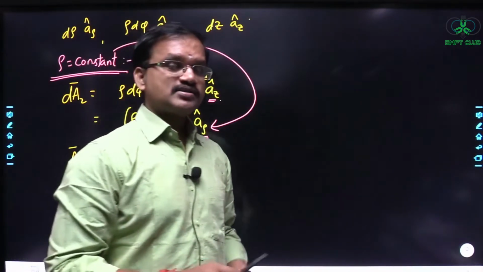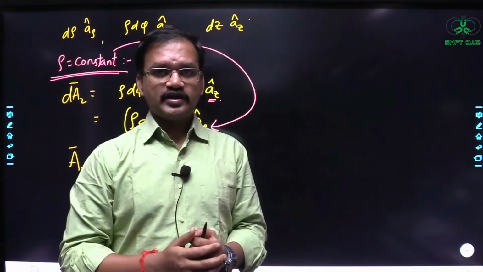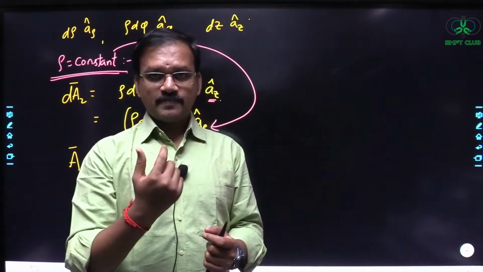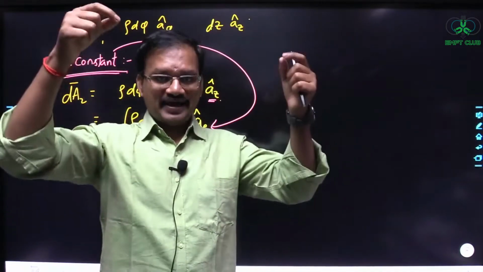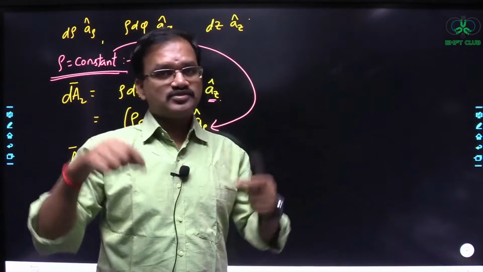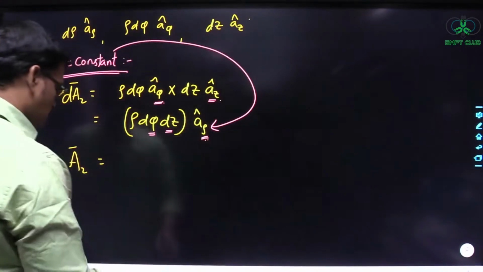So what is the curved surface area of the cylinder here? We have already seen. The curved surface area of the cylinder is nothing but 2 pi rho times h. So here h is nothing but z. So you have to get 2 pi rho times z. Understood? Okay.